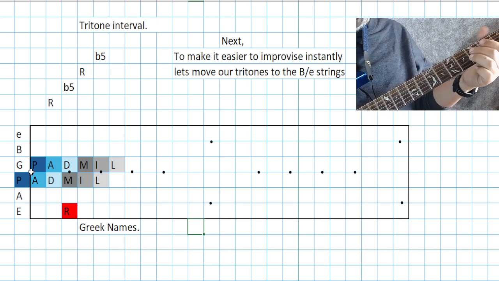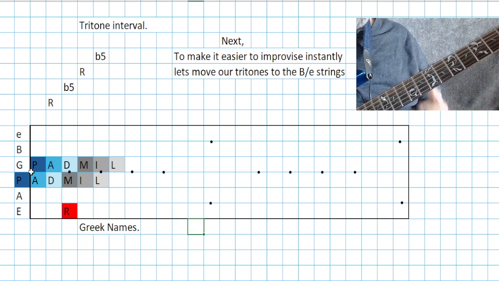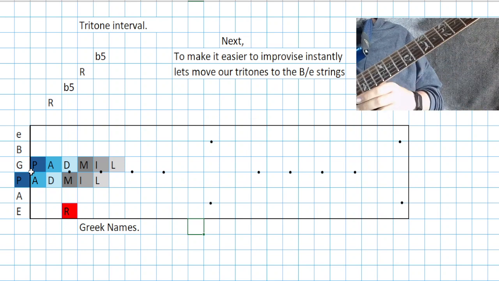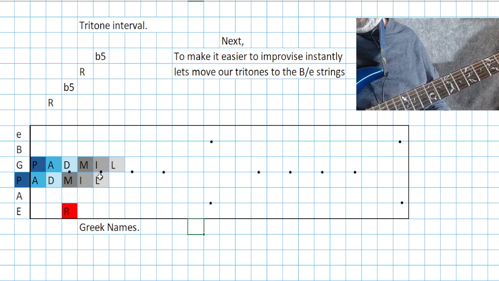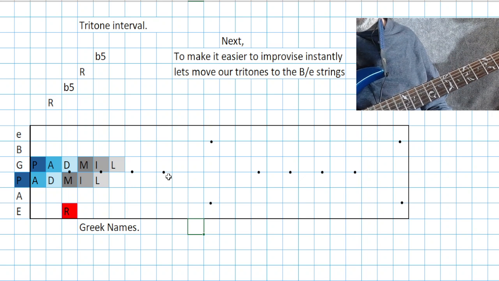That actually is F and B. So F and B and F and B. So anyways, this PAD is right here, just reversed. So you have PAD again, with the notes upside down. MIL, PAD, MIL, PAD. It just goes all the way up these strings here.